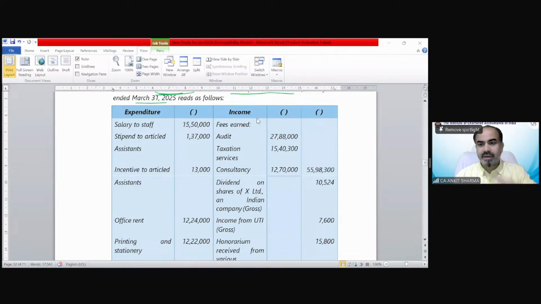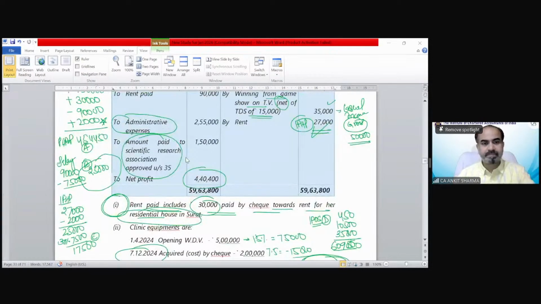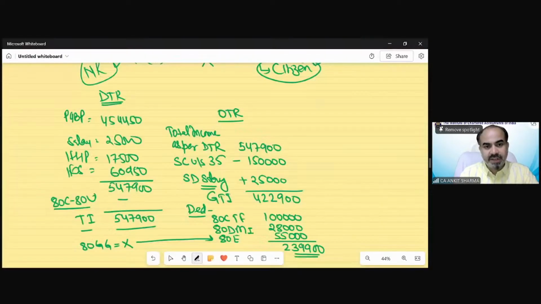Just a second, 90 minus 75,000. Yes, it should be 15,000. Correct. Just a second. Let me correct it. Yes, it's 15,000. Correct. I have wrongly written it. But the total is correct. Okay, fine. The total has been included after considering it 15,000. This is after including 15,000. Okay.